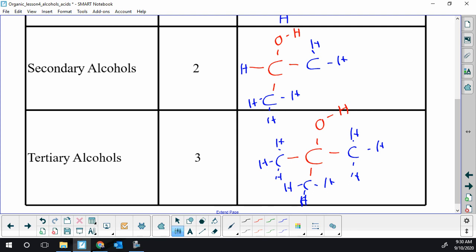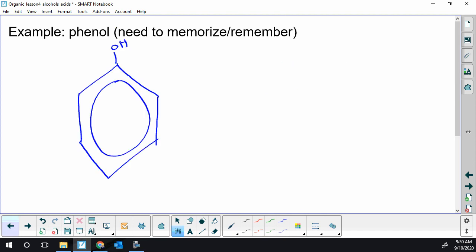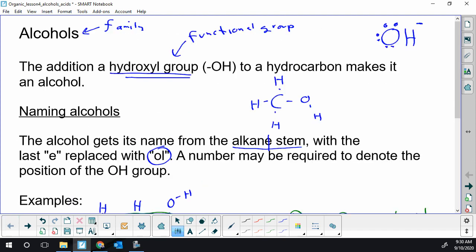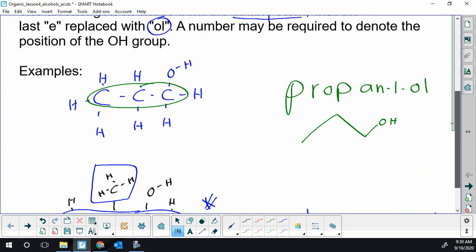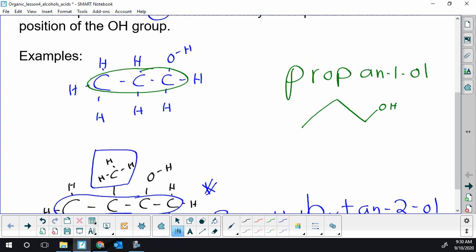So that's it for alcohols. I'm just going to flip back and apply that to a few examples we did, and then we'll move on to acids. So if we look at propane 1-ol, is that primary, secondary, tertiary? So this is a primary one.